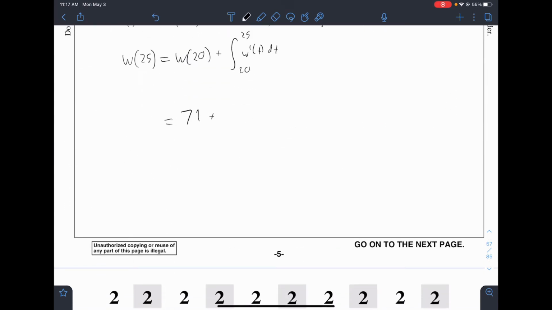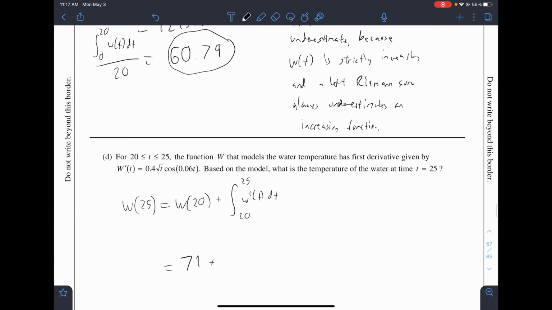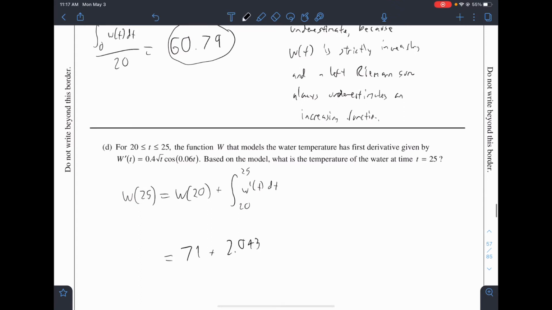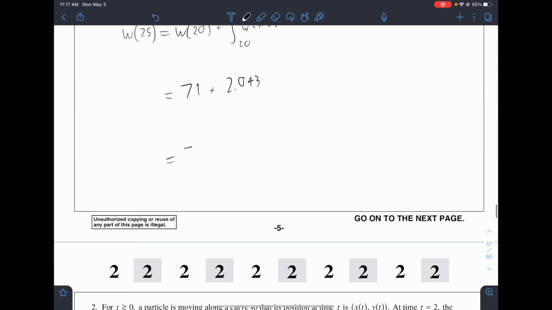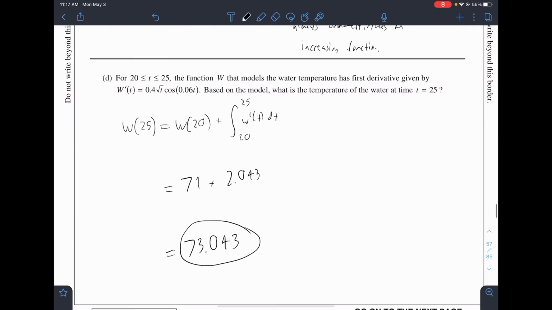Now, using this formula for W prime of t, the integral from 20 to 25 of 0.4 root t times the cosine of 0.06 t with respect to t will give me 2.043. And so our final answer is going to be 73.043. Awesome.